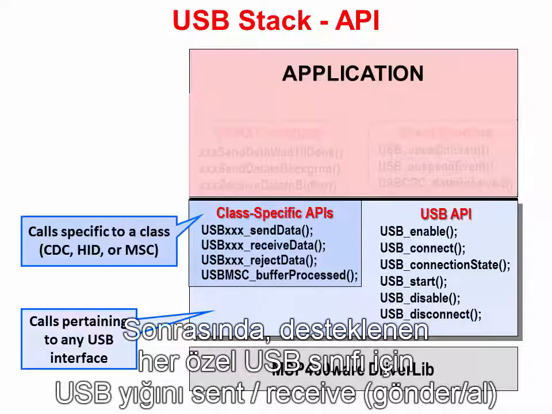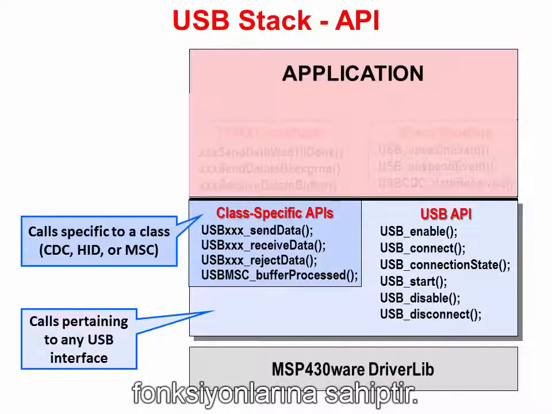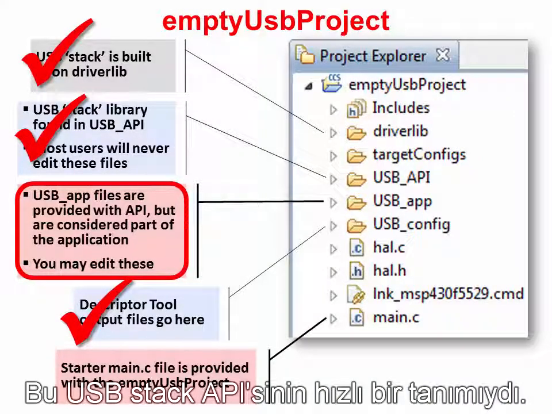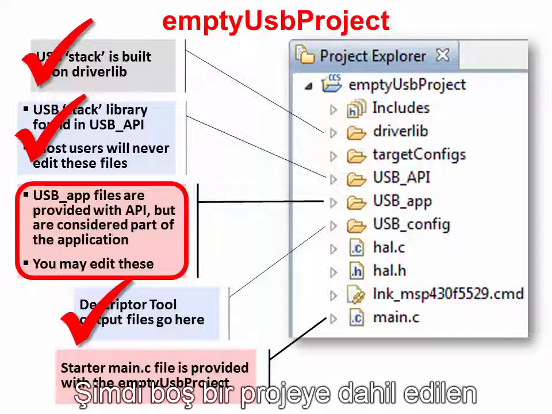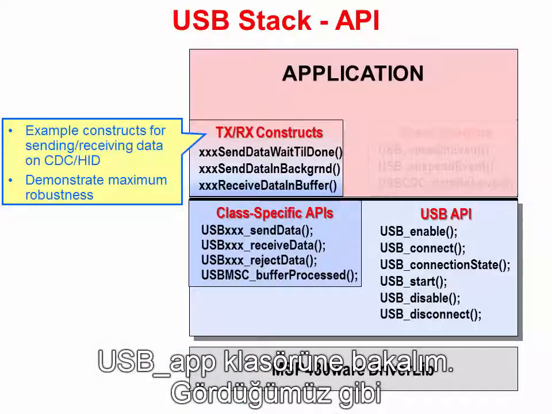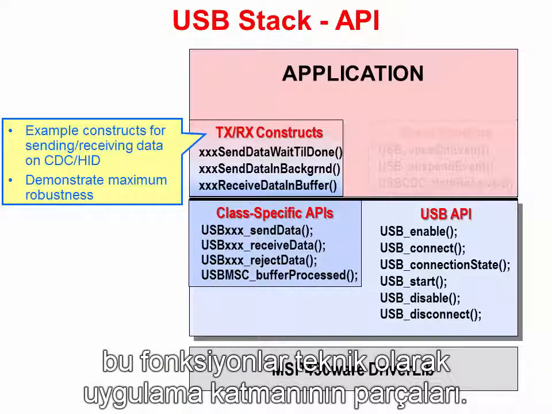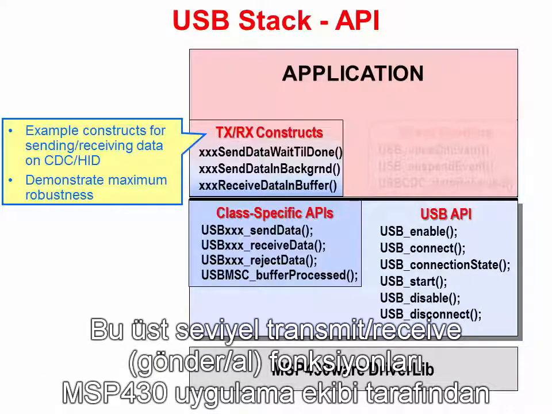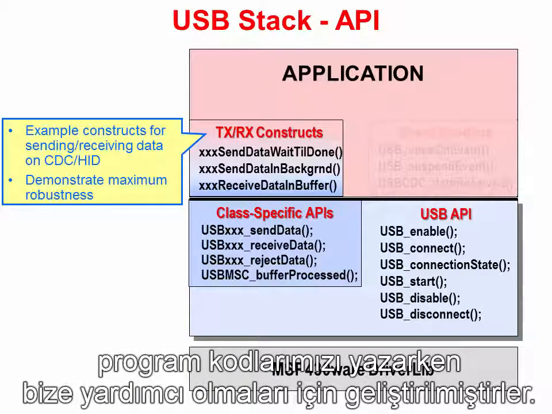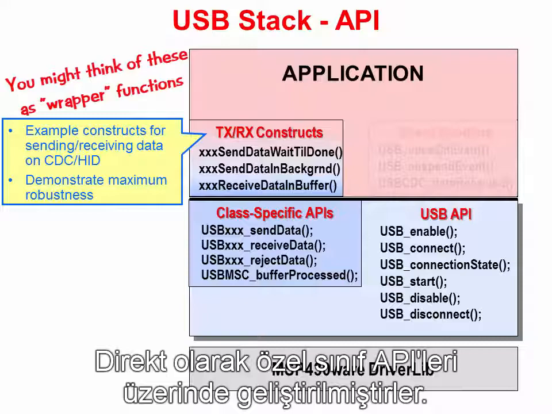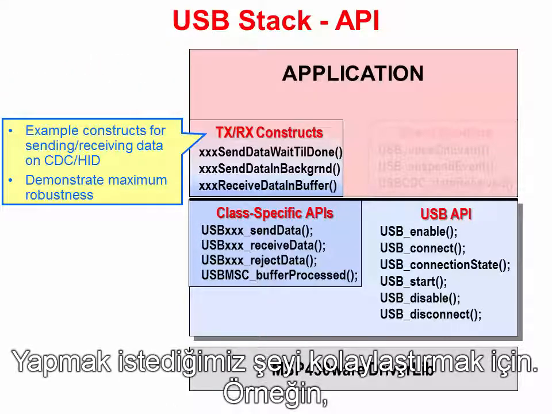Next, we can see that the USB stack has a set of send and receive functions that are specific to each supported USB class. Okay, that was a quick description of the USB stack API. Now let's turn our attention to the USB app files included in the empty project. As we can see, these functions are technically part of the application layer, as opposed to being in the USB stack itself. These app-level transmit and receive functions were provided by the msp430 apps team to help us implement our program's code. I like to think of them as wrapper functions. They directly build upon the class-specific API, making it easier to do what I want to do.